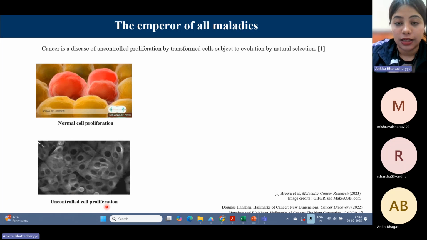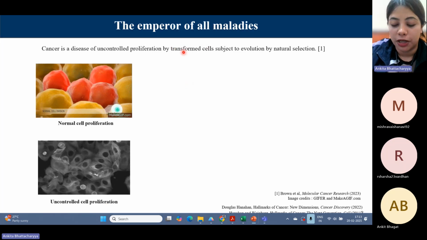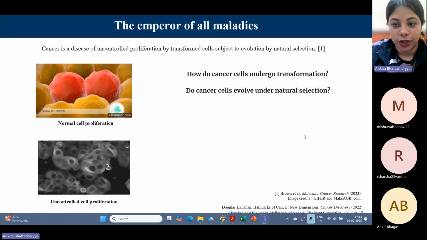Now, this only occurs when cells have undergone transformation. What sort of transformation do they undergo? This is a major question we'll be answering in today's class when we discuss the hallmarks of cancer. Apart from that, this definition also says that cancer cells undergo evolution by natural selection. Does it actually occur? Well, the short answer is yes, cancer cells evolve, and that is the reason they are able to outcompete all of the treatment strategies that we have been able to design to date.